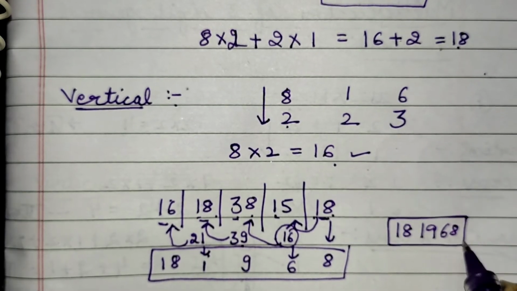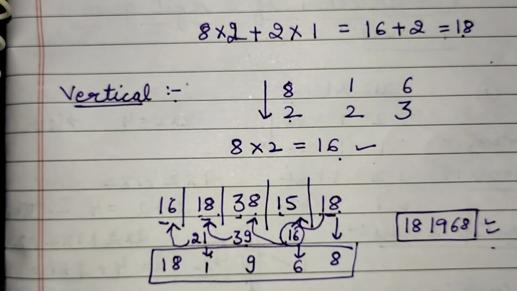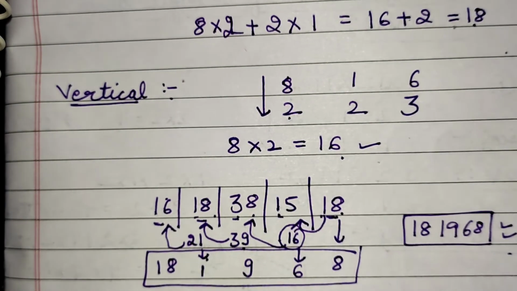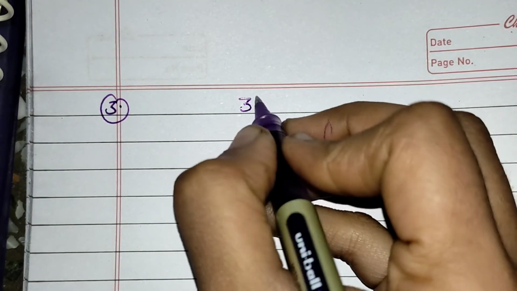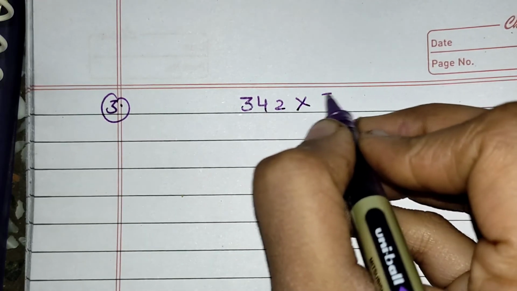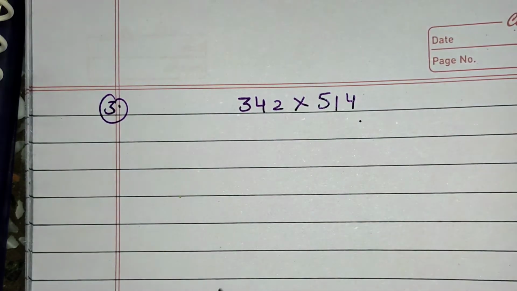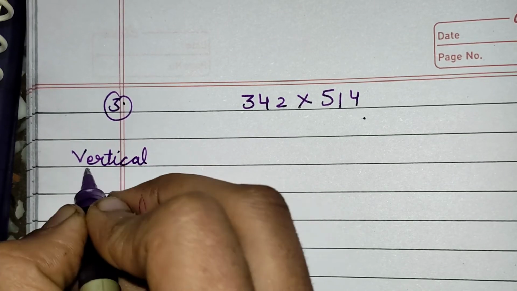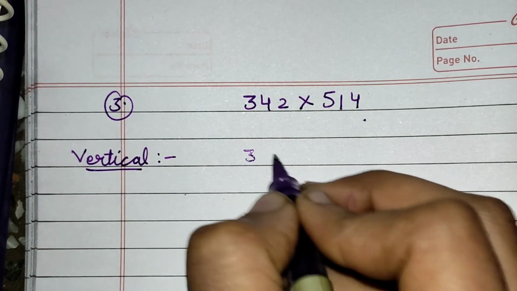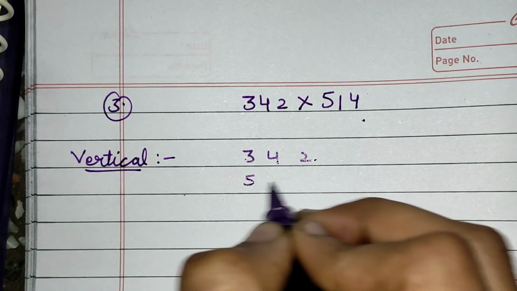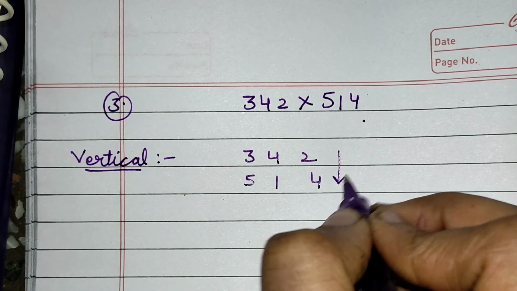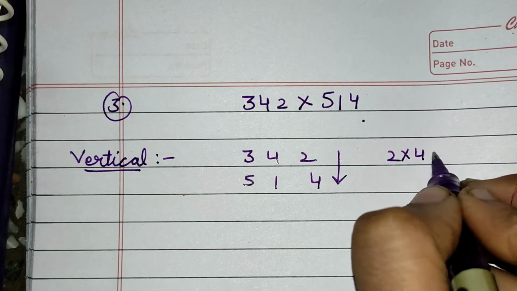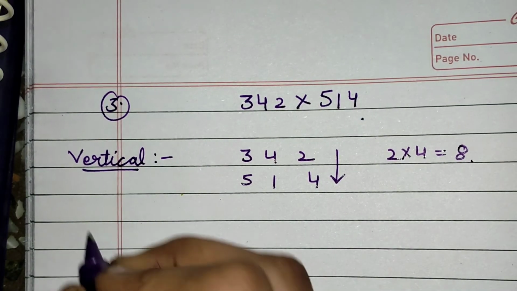So you can see how fast I have done my multiplication. Okay, let us take the third example with the carry only, right? So 3, 4, 2 into 5, 1, 4. The very first step is that we have to do our vertical multiplication: 3, 4, 2, 5, 1 and 4. So vertical multiplication will give me what? 2 into 4, it will give me 8.